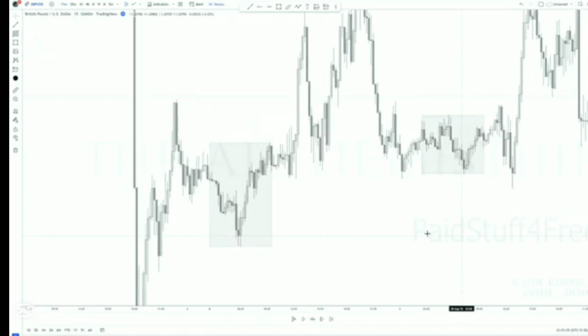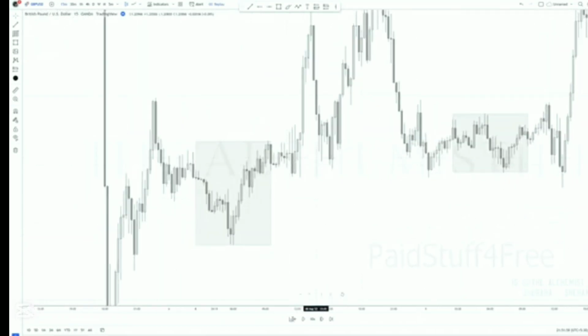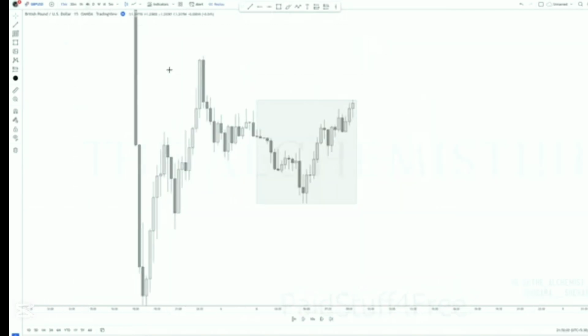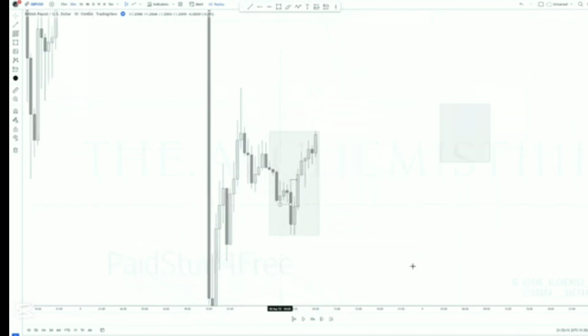And this day, I'll show you what happened. Not a very clean entry, because look at this. Asian low is what? A strong low, right? Liquidity taken out and structure broken.